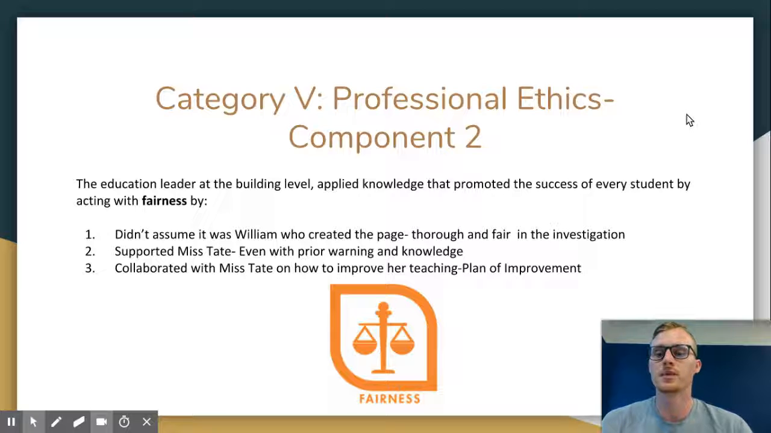Number 2, I was fair by supporting Ms. Tate. Even with the prior knowledge and warnings, it's still not okay for students to be talking about her like that. And number 3, I want to collaborate with Ms. Tate on how to improve her teaching, provide her with a plan of improvement. Maybe she attends some professional development, some seminars on classroom management, things like that, just so she can get better as a teacher, and provide her with those resources as well.